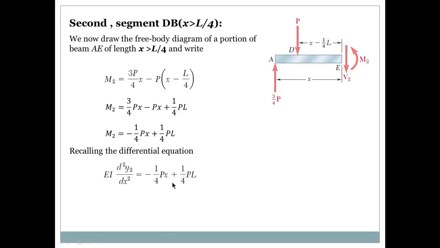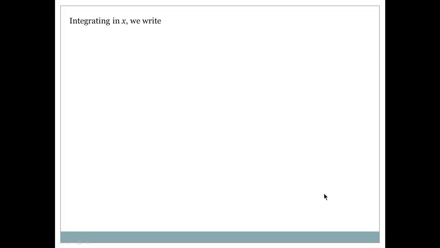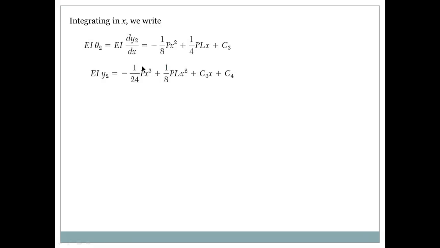So this is my differential equation, and again y2 is the function which defines the elastic curve for the portion DB of the beam. Integrating in x twice, now I'm introducing C3 and C4. I don't want to confuse you, just be consistent. For the first portion we used C1 and C2. Since I'm having different constants of integration for the second segment, I'm going to use C3 and C4.